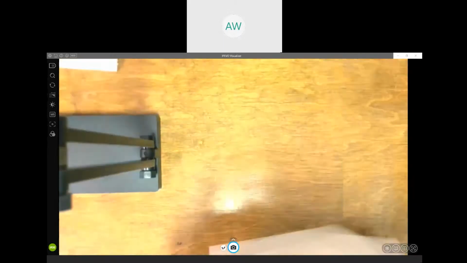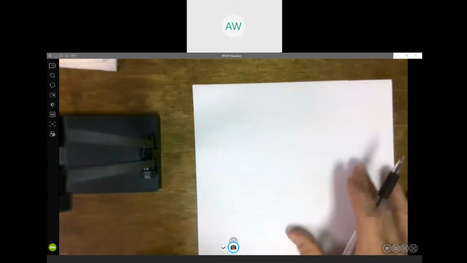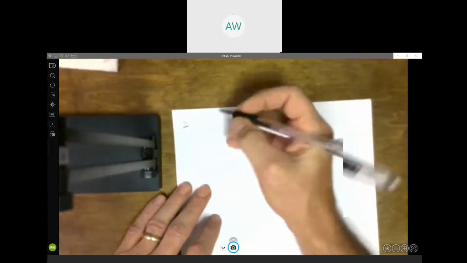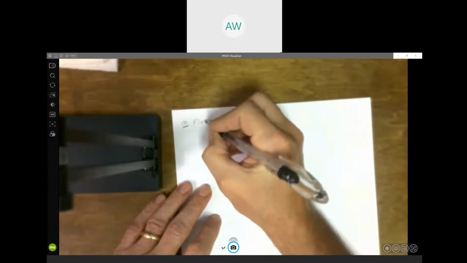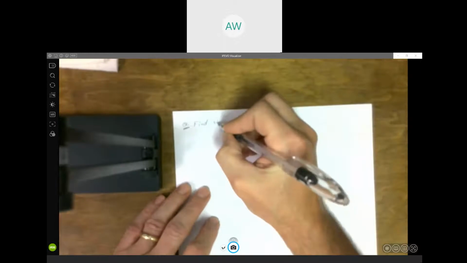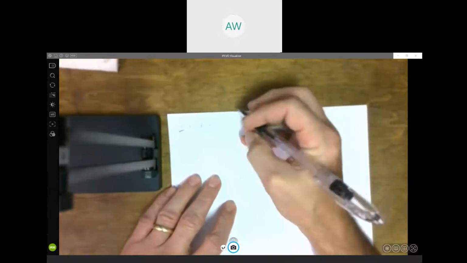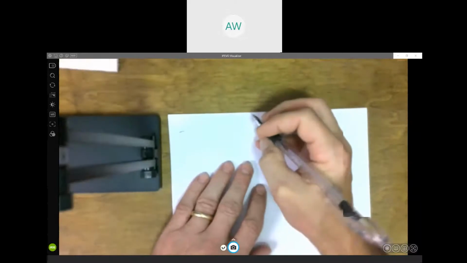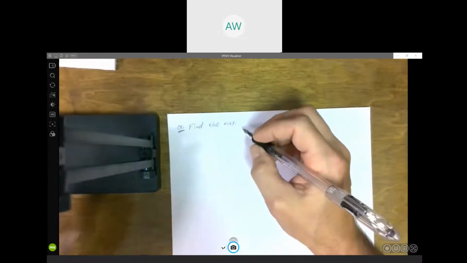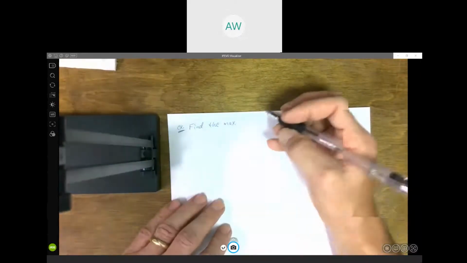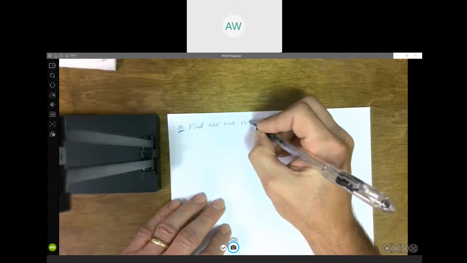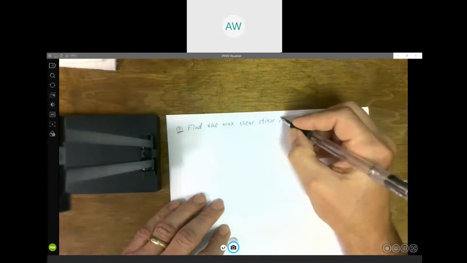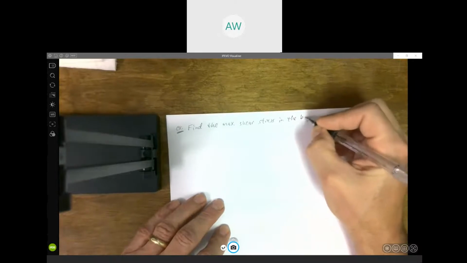All right, so let's see if we can solve this one. We're going to find the maximum shear stress in this beam. Oh, I can get my camera focused. There we go. So find the maximum shear stress in the beam.